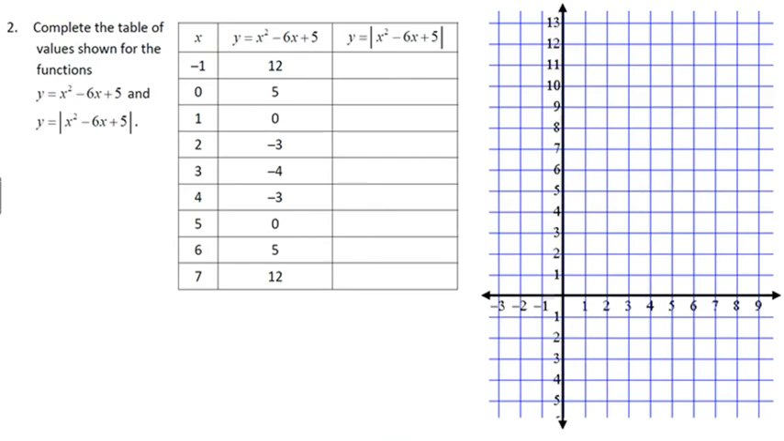Complete the table of values shown for the function. So we have y equals x squared minus 6x plus 5. So we know that that's a parabola. We know it opens up. We know it's not in the best form for graphing, right? I mean, if we change that to vertex form, it would be a lot easier to graph. But we can also graph from a table of values.